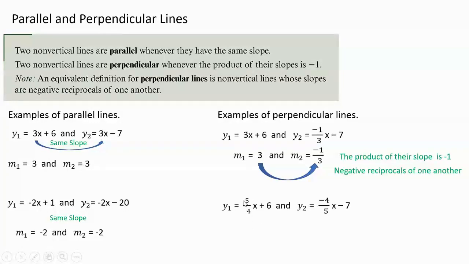Okay, now, you see we have 5/4 and -4/5. If you notice, 5/4 and -4/5 are negative reciprocals of each other. And if you multiply them, it'll give you -1. So these are perpendicular lines.